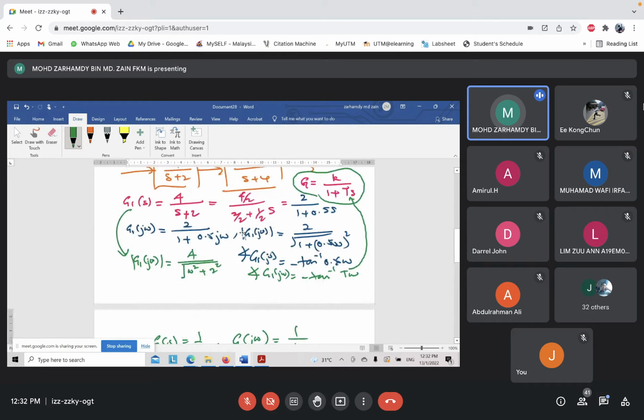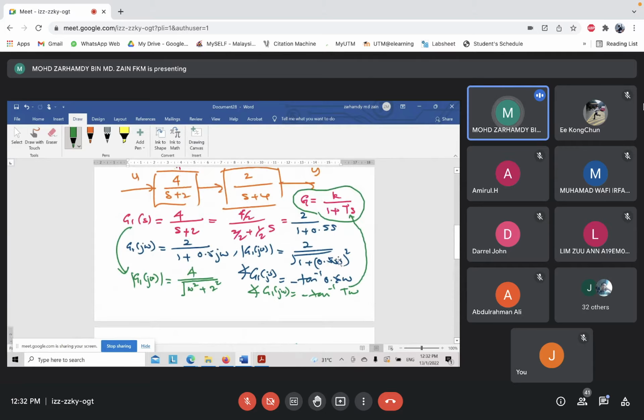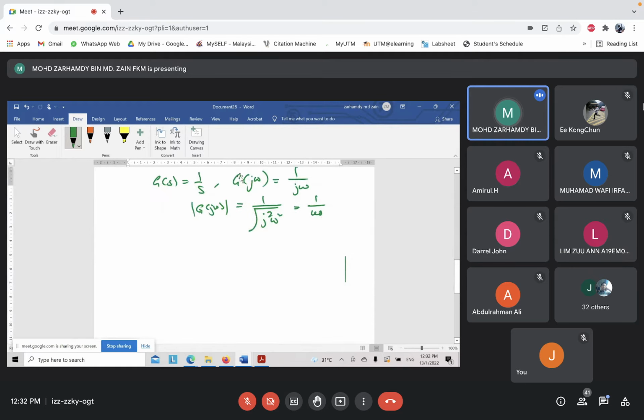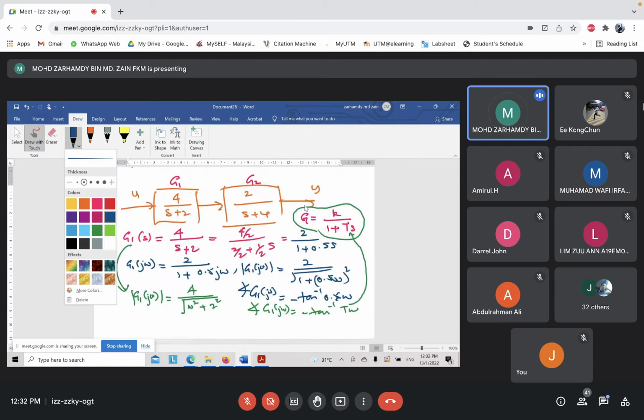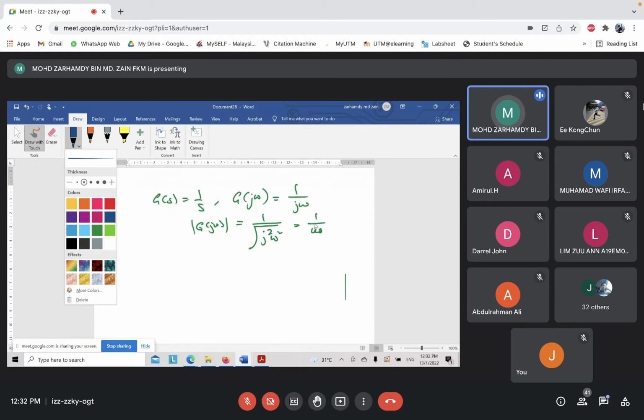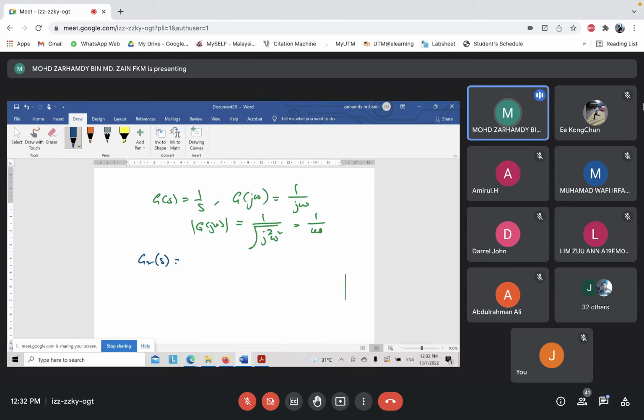Biar dulu. Okay, so now we have G1. We need to identify the gain of G1 and the phase of G1. Okay, so we continue for G2. For G2 now, sekejap. G2 nak color apa? Color kata lah biru. Okay, so G2 apa tadi tu? 2, 4. Kalau 2, 4 bermaksud kat sini, G2(s) equal to 2 over s plus 4.